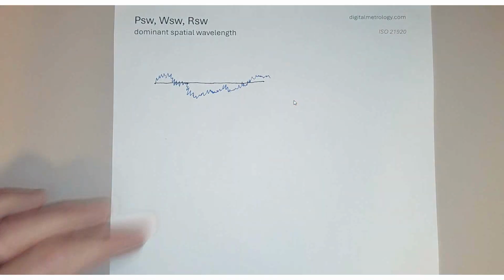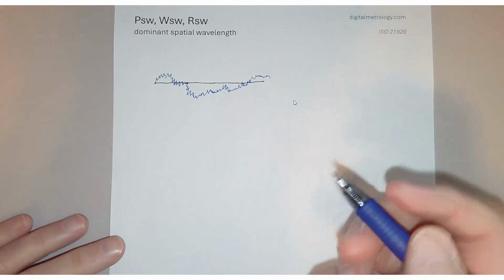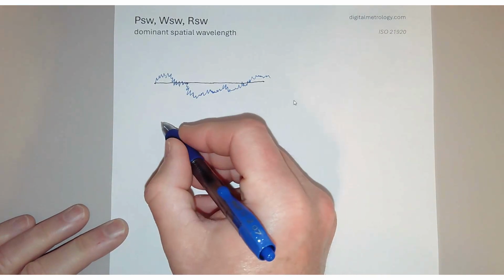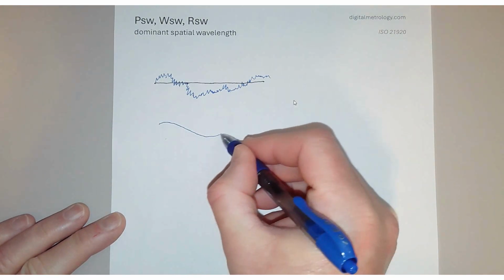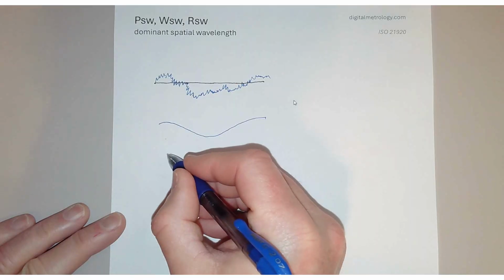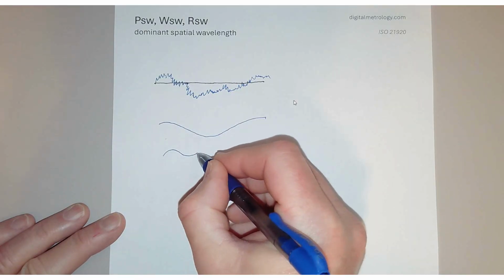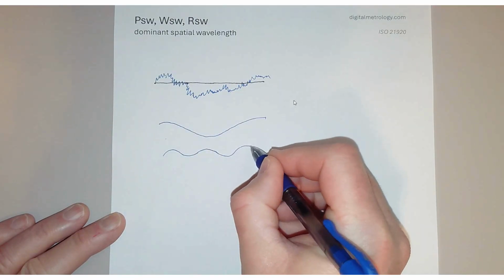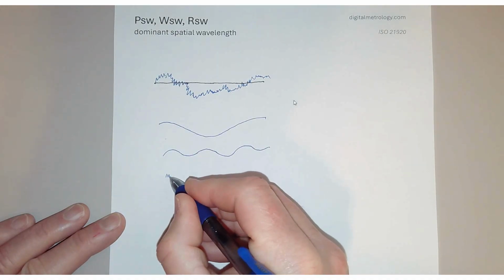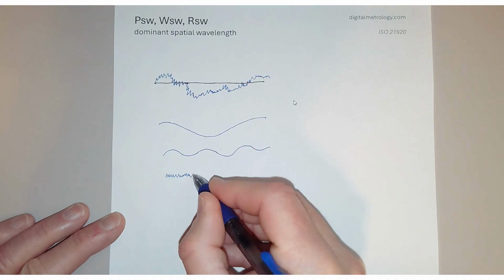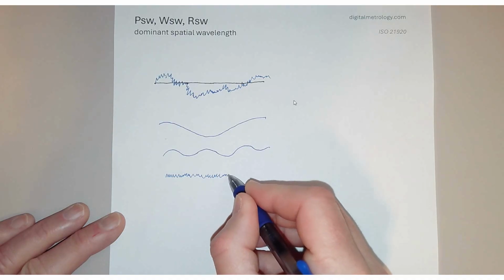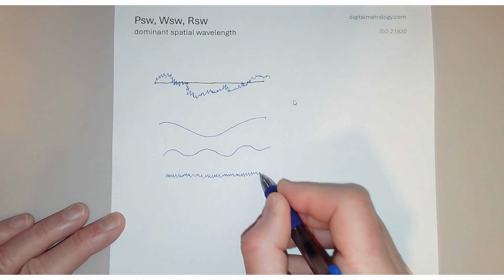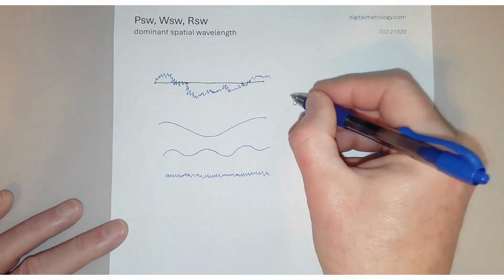So here's a rather complicated shape, but if we look at this surface in terms of perhaps sine waves, we can see that there's a relatively long wave running through the surface. There's a bit of a medium wave hiding inside this surface. And then there's a very short wavelength hiding inside this surface. This breakdown into sine waves can be plotted.